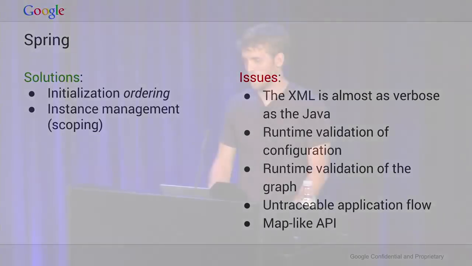XML's not so good. We don't like XML. And all of the validation of that configuration file happened at runtime. If you made a typo anywhere in one of the names of one of your bean definitions or bean references, you were going to start up your server before you found out about it. Same thing with validating the graph itself.